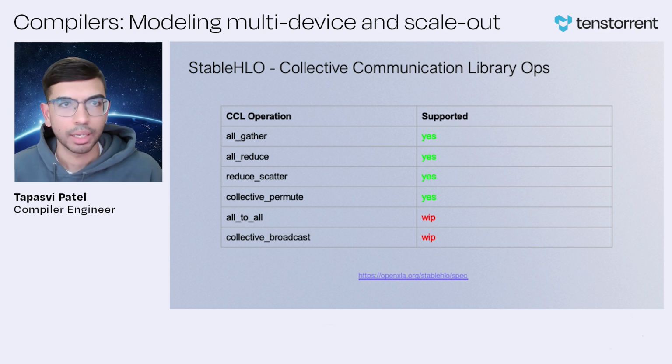Okay. All right, so the next is our collectives. We went over the TTNN library collectives. StableHLO also has support and representation of their CCL ops. They define 6 CCL ops in the StableHLO dialect: all gather, all reduce, reduce scatter, collective permute, all to all, and collective broadcast. We currently support 4 of these, but these 2 are still a work in progress. And if you want to see the full specification from OpenXLA, you can check out this link.